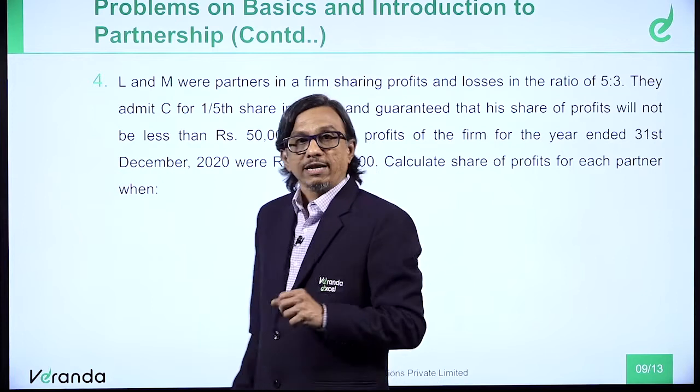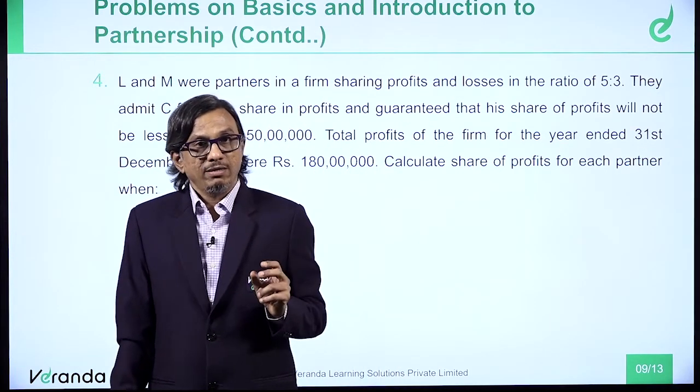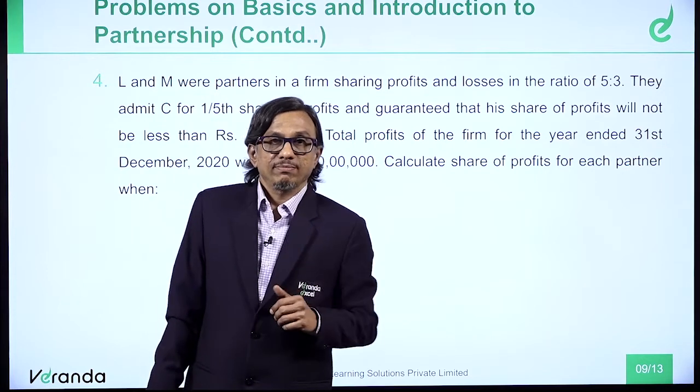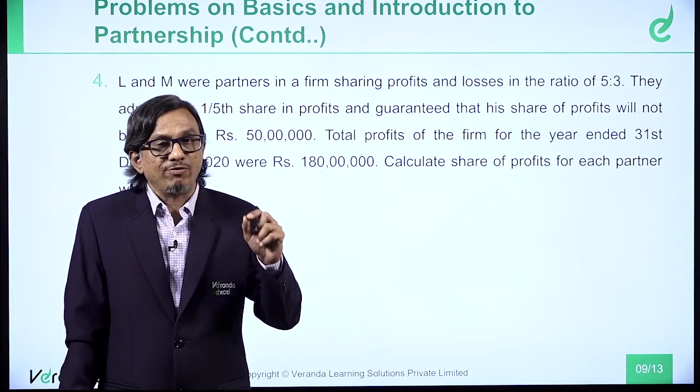So, L and M were partners initially, they were sharing in a ratio of 5:3, they admitted C. But on admission, C was guaranteed that he will get a minimum profit of 50 lakhs per annum.